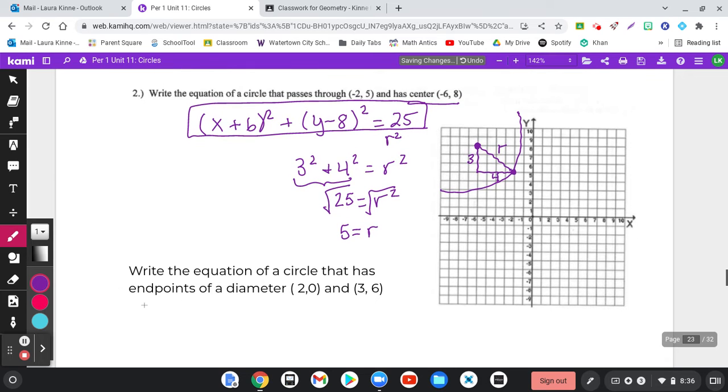Okay, one similar to it, write the equation of a circle that has endpoints of a diameter of 2, 0, and 3, 6. Now that's your diameter. So for this, you'd want to go, it's up 6 over 1. So if you go up 3 over a half, there's your center, right?